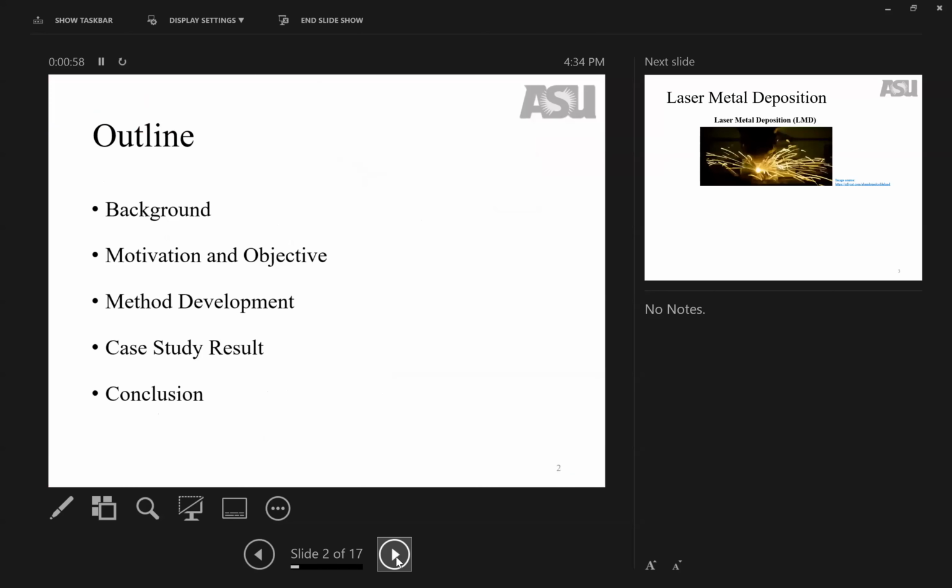I will start with the research background, then the motivation and objective, and then I will elaborate on the methodology development, then present some case study results. I will finally wrap up this talk with some concluding remarks.